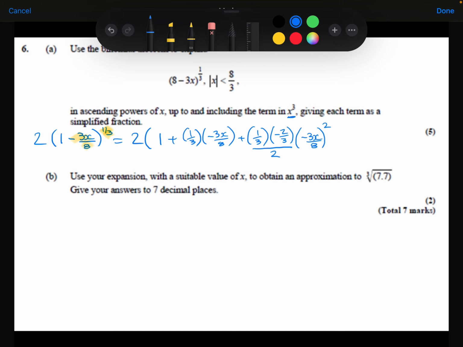And then we need to do one more to get our cubic term. So we'll have n times (n minus 1) times (n minus 2). So taking away another 1 from the minus 2/3 will be minus 5/3, all divided by 3 times 2 times 1, which is 6, times our x cubed.